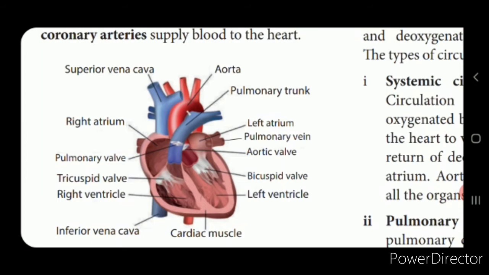The next is the left arterioventricular valve, and this is located between the left auricle and the left ventricle, and this consists of 2 flaps, right? Or you can say 2 cusps, cuspids. So that is called the bicuspid valve. The next one is the semilunar valve. The major arteries, now we said that there are 2 major arteries, isn't it? So that is the pulmonary artery and the aorta.